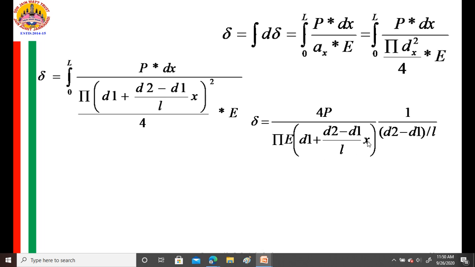Means the integration of 1 divided by x square is what I want. That is nothing but x raised to minus 2 plus 1, that is x raised to minus 1. That minus 1 comes down. What is the integration of dx raised to minus 2? That is dx raised to minus 1 divided by minus 1. That minus 1 comes out, and dx raised to minus 1 is nothing but 1 divided by dx, that is this term.